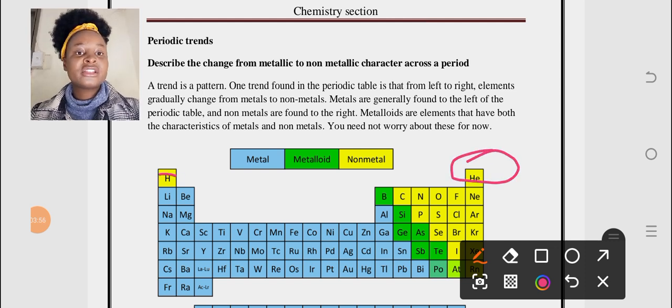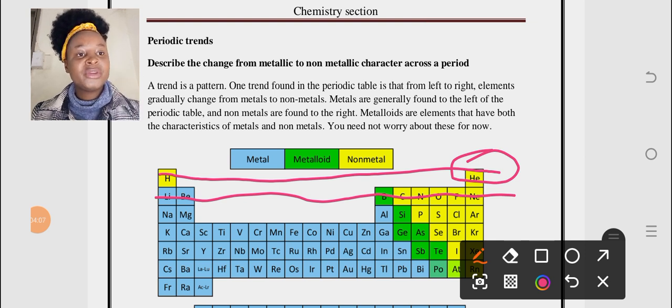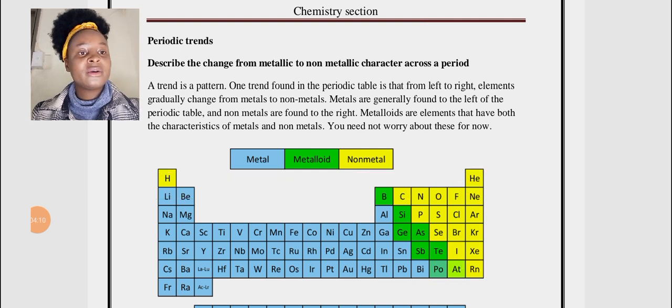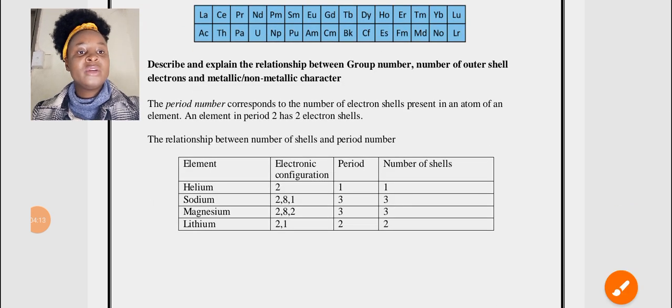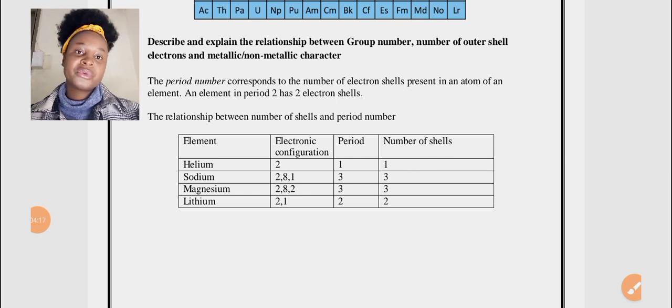The first row is the first period. Then the second row, we call it the second period, right? So helium is in the first period, and it has got only one shell. What do we mean by only one shell? Remember, it has got only 2 electrons. Those 2 electrons are only in one shell, right?